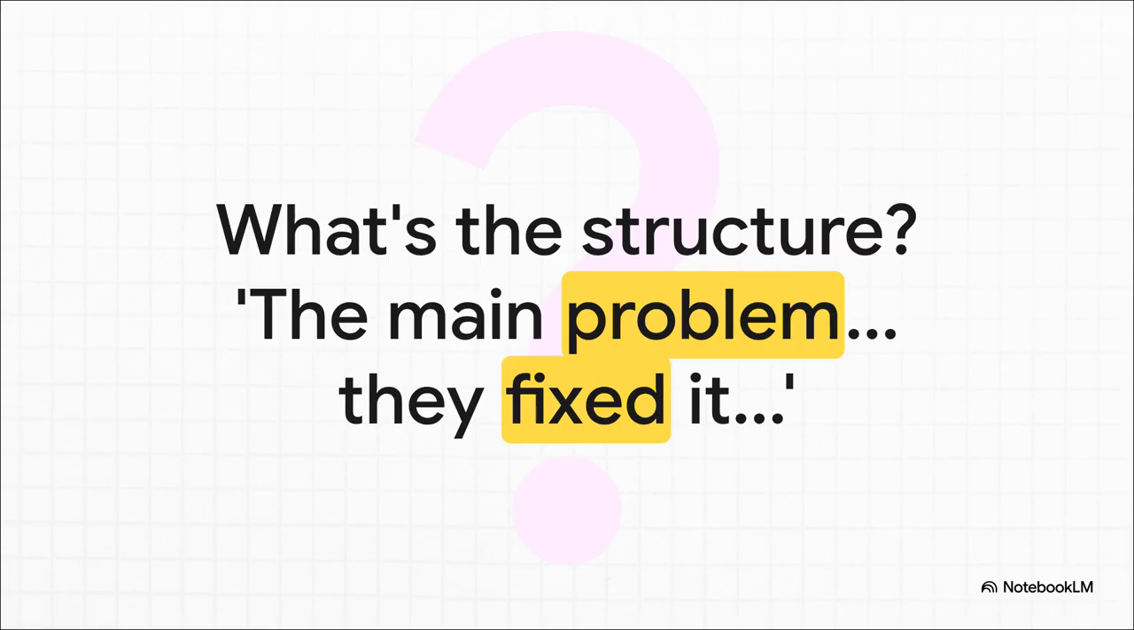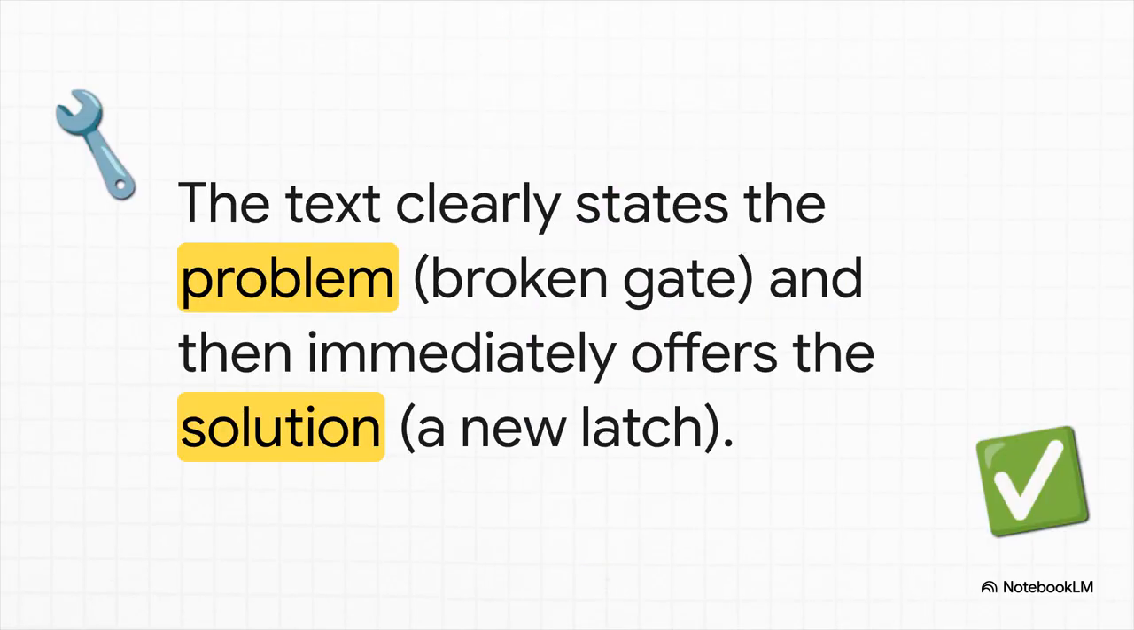Last one for our quick round. The main problem was the broken gate. They fixed it by adding a latch. Okay, so an issue is presented and then a fix is provided. What's the structure? Exactly. It's problem and solution. The text lays out the issue and then immediately gives you the resolution. You see this everywhere, from instruction manuals to news reports. It's incredibly direct and, honestly, super useful.